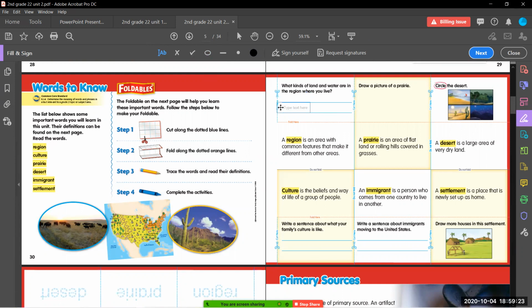So my first question says, what kind of land and water are in the region where you live? Okay, so we have the land is arable. Now that's a word that we learned in our last lesson. Arable means that it's good for farming, right? We have pretty good weather. And the water is mostly from the ocean and... can't see my writing.